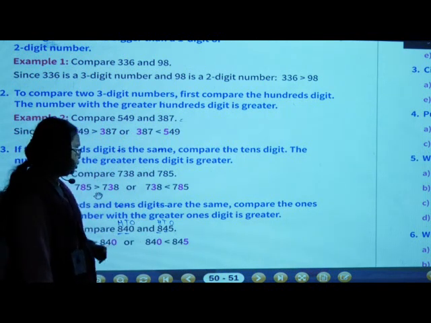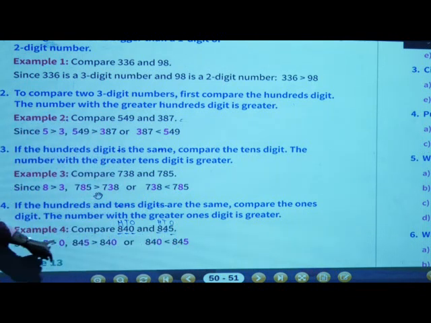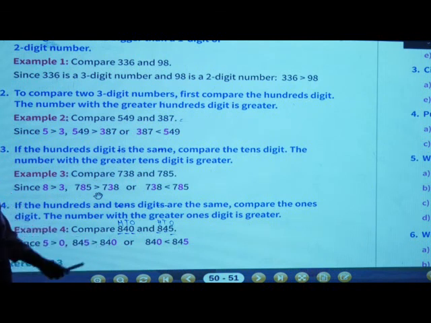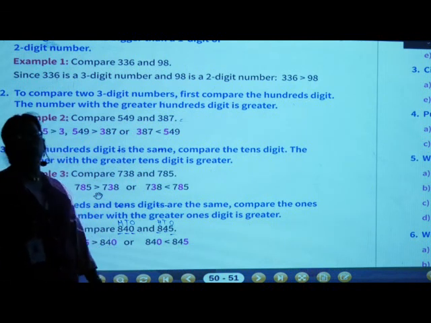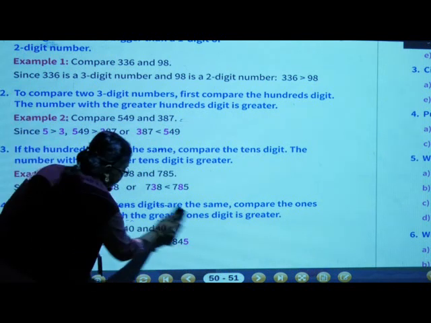Hundreds place is the same, tens place is the same. So what remains? Ones. So 5 and 0. Between 5 and 0, which is greater? 5 is greater than 0. So 845 is greater than 840, or 840 is smaller than 845. Okay, in this way you can see how the comparison is done.